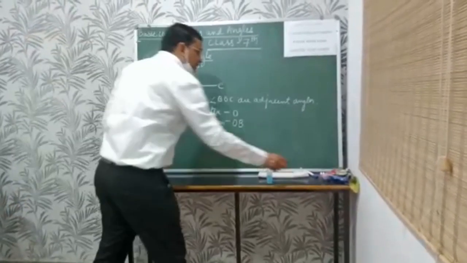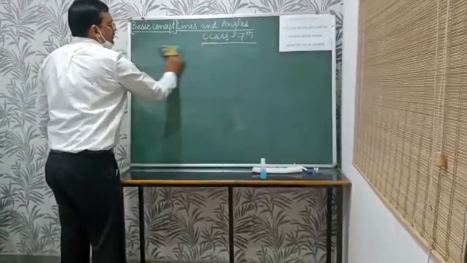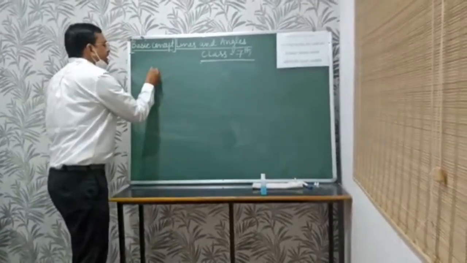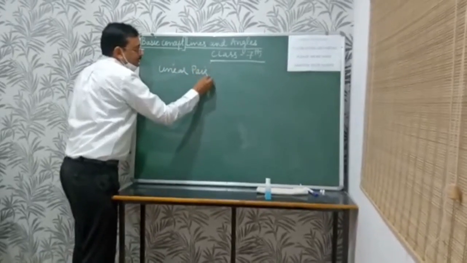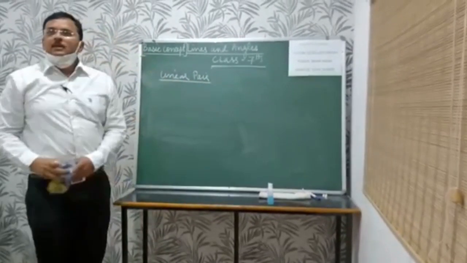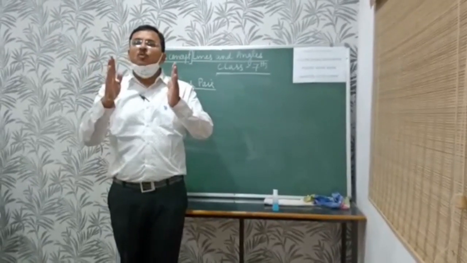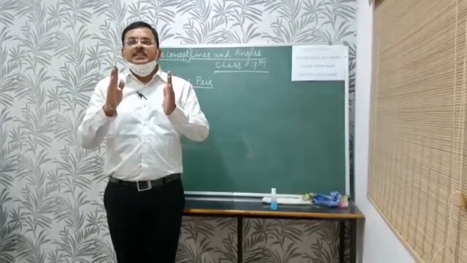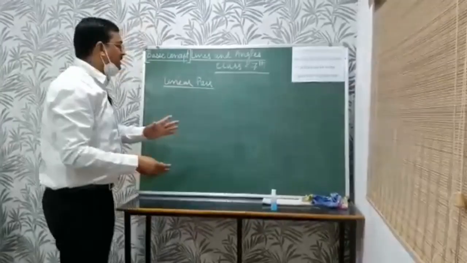Now, linear pair. You have already heard the word linear pair. Linear pair means when two adjacent angles form 180 degrees, then the pair of angles is called a linear pair. I will draw the diagram here.